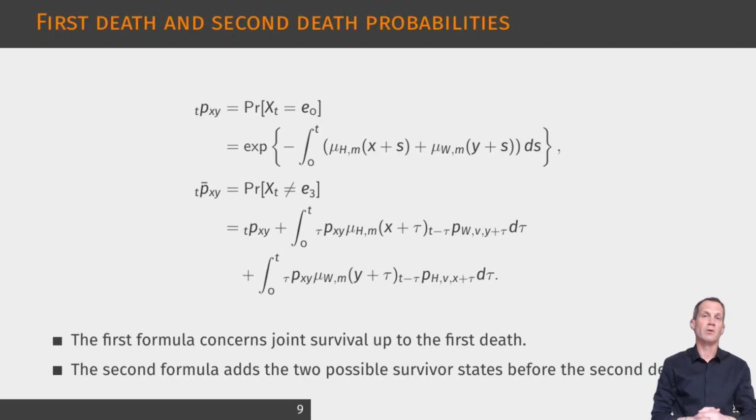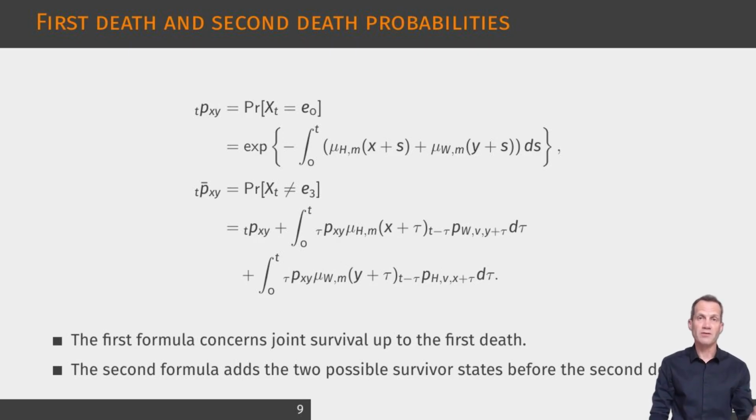The first expression on the slide gives the probability that the first death occurs after time t. This is simply the probability that both spouses are still alive at time t, or equivalently that the process is still in the initial state. Because there are two possible ways to leave this state, the cumulative hazard is the sum of the married mortality intensities of the husband and the wife.